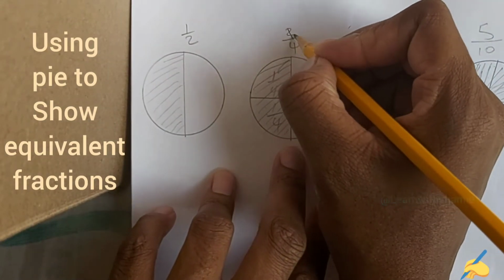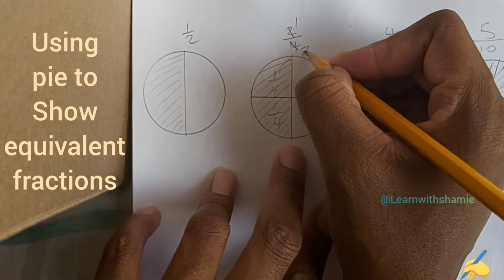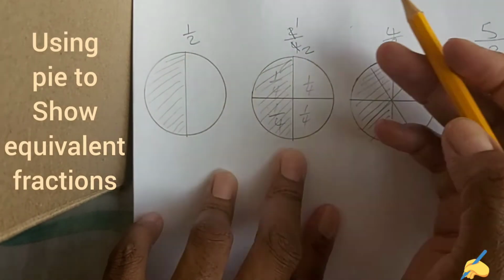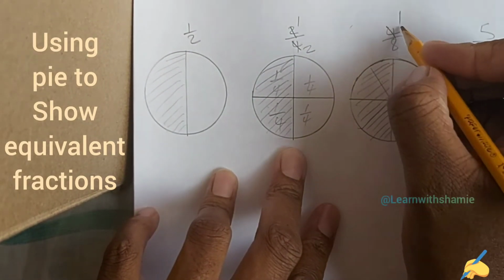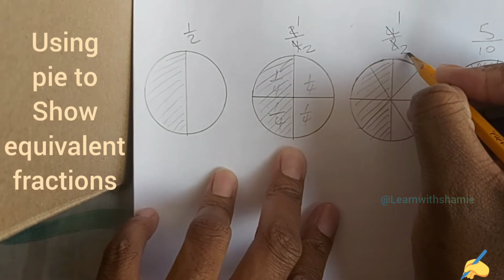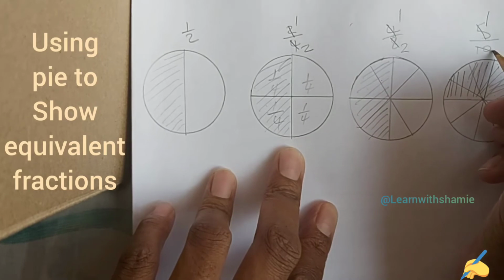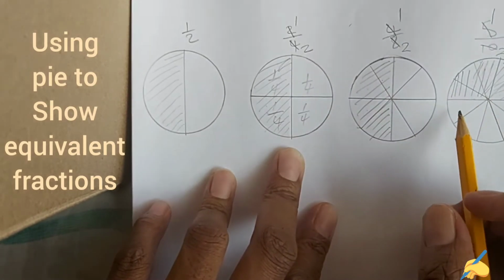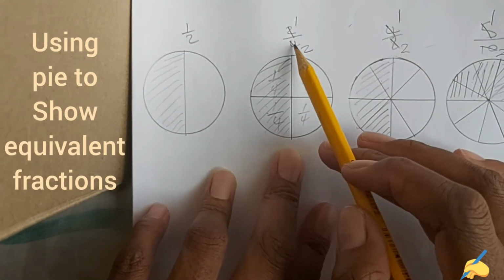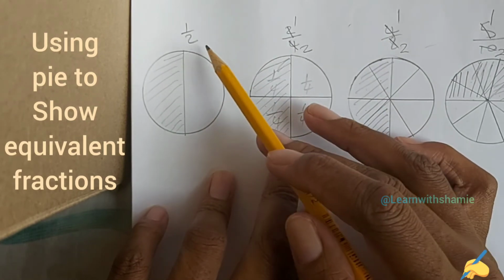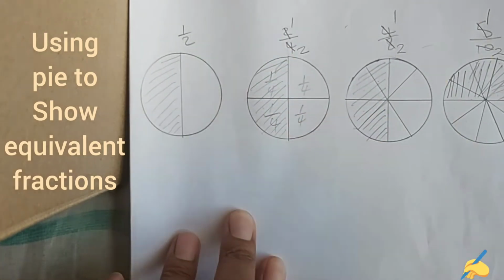Let's break it down. 2 into 2 goes 1 time, 2 into 4 goes 2 times. So you see, you get a half. 4 into 4 goes 1 time, 4 into 8 goes 2 times. 5 into 5 goes 1 time, 5 into 10 goes 2 times. So all 4 fractions are equal and of the same value.